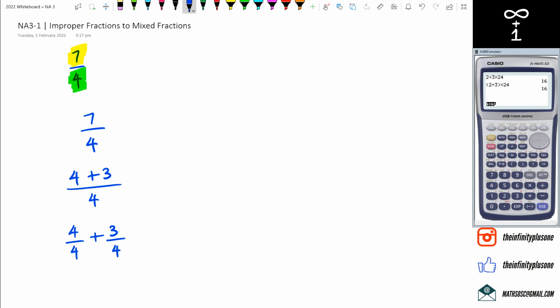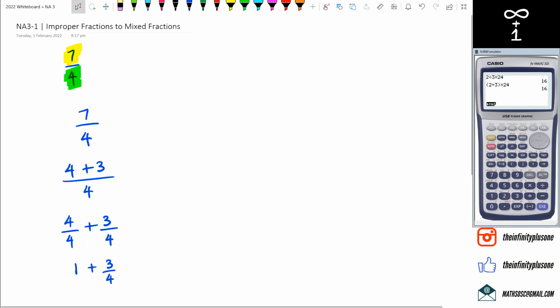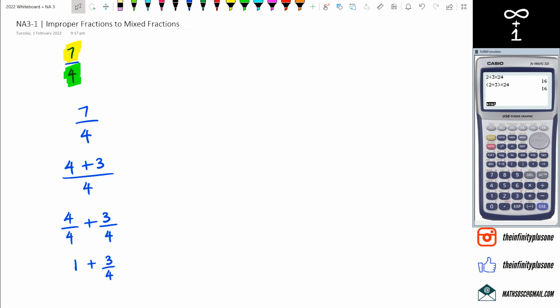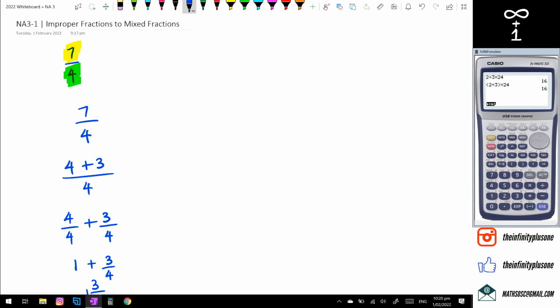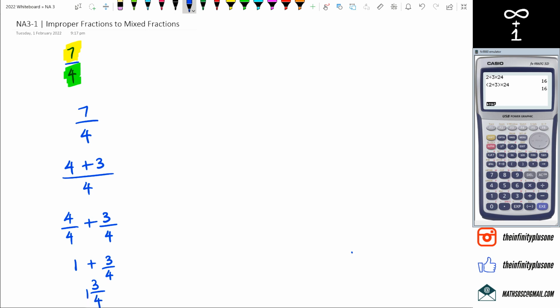Now, here's the beautiful thing about this, right? We got 4 over 4, and 4 over 4 is the same thing as just 1. So what we have is 1 plus 3 over 4. I kind of run out of space here, but we can rewrite this as 1, 3, 4. Lost my connection. There we go. 1 and 3 over 4 as a mixed fraction. So that's pretty much what that mixed fraction looks like.